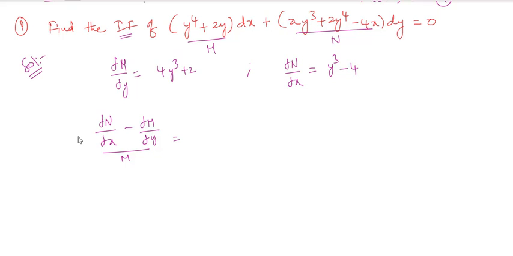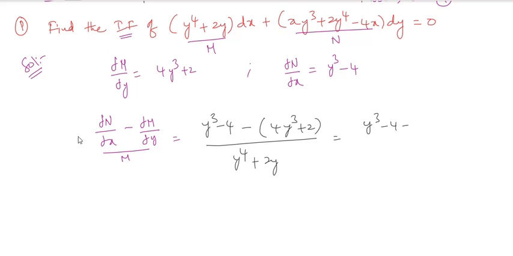What is ∂N/∂x? ∂N/∂x is y³ − 4, minus ∂M/∂y, which is 4y³ + 2, divided by my M value. The M value is y⁴ + 2y. Just see it: all the functions are in the form of y only, so I have to consider it as either a constant or G of y. Am I right or not? So just simplify this.